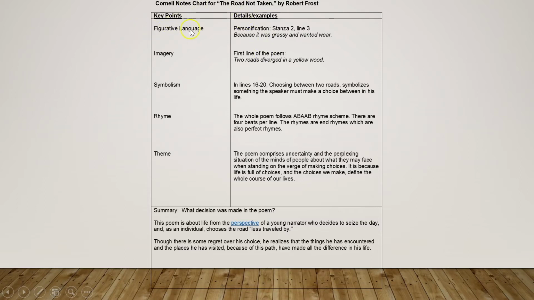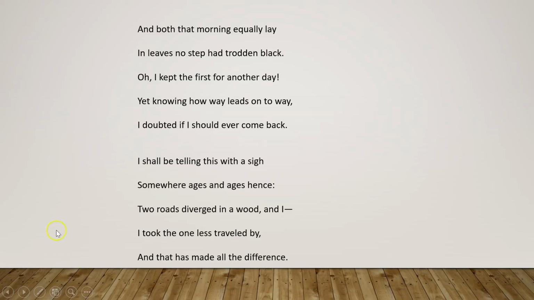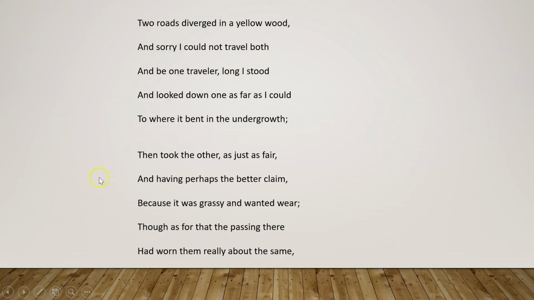So, when we look for figurative language, we can find some personification in stanza 2, line 3, because it was grassy and wanted wear. Right here, because it was grassy and wanted wear. That makes you think that this has some sort of human quality in the woods, like it wanted wear, which doesn't really happen, does it?